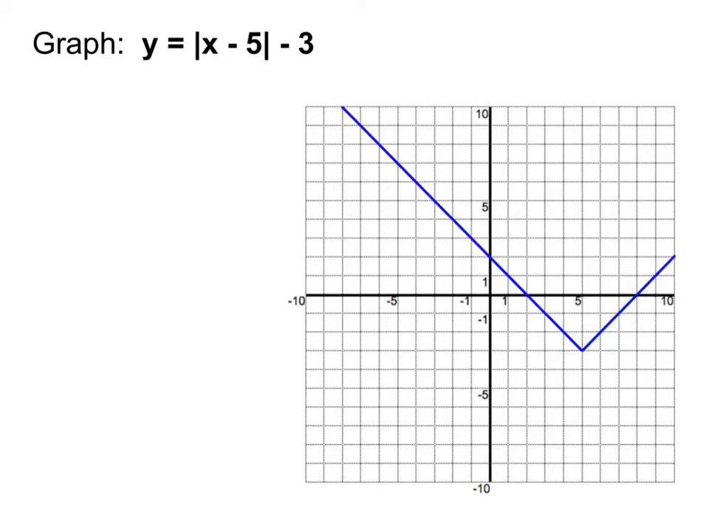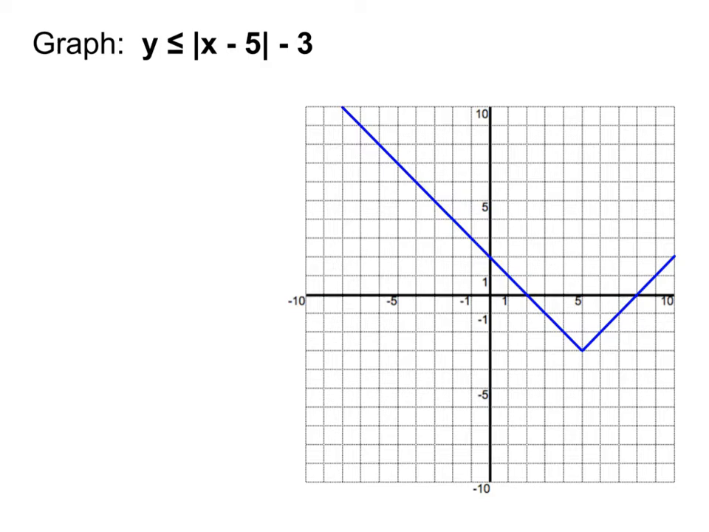Now that I've drawn that in, I have my basic graph then of y equals the absolute value of x minus 5 minus 3. But now, I did say we're talking about graphing inequalities today. So what if I changed it just a little bit and instead made the equation this? It's no longer y equals, it's now y is less than or equal to. What does that change in our graph?